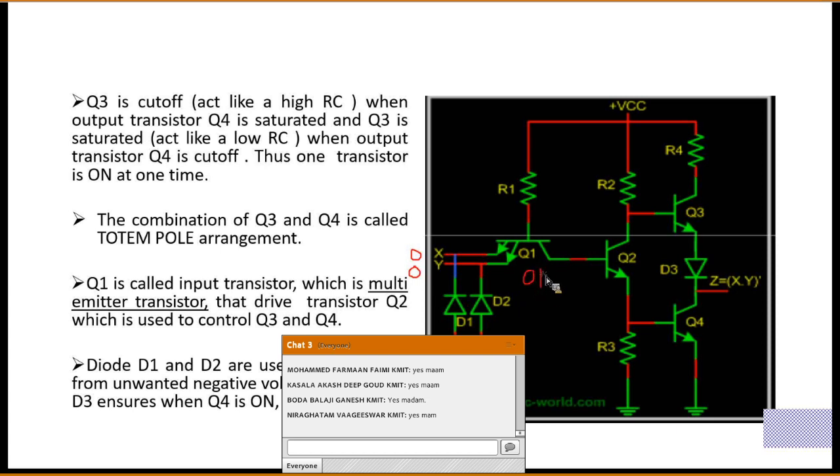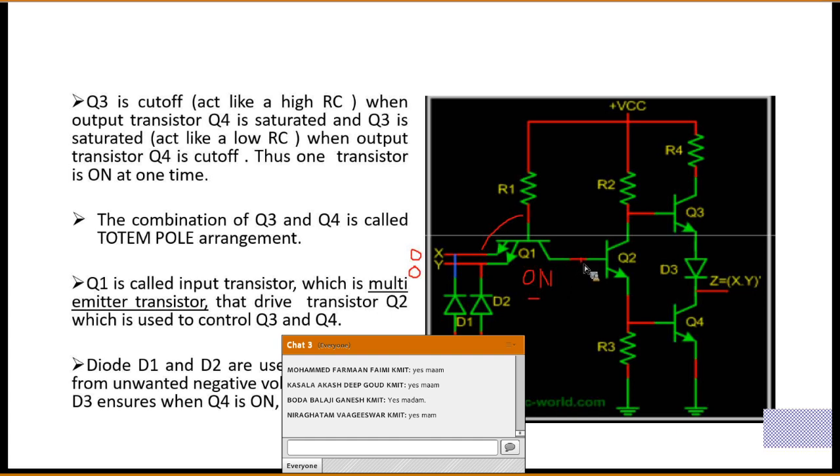Earlier both the biases were the same, so it was in off state. Now the input emitters are given 0 and the base is given 5 volts. Now Q1 will be in on state, because this base emitter junction will be forward biased. Now if Q1 is on, its collector will be equal to VCE sat.